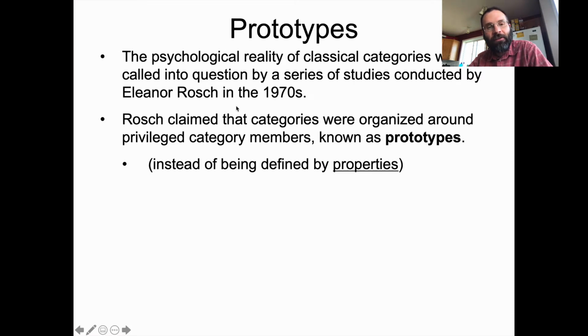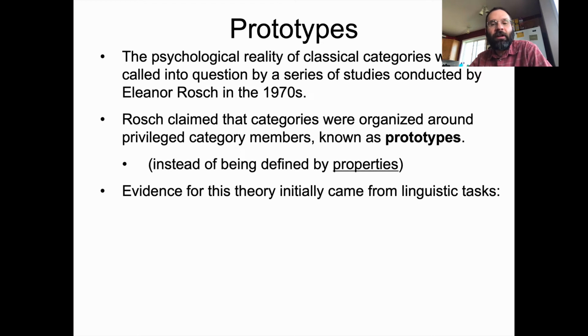And she found evidence that that's not the way, that in fact human beings will organize categories around what she called privileged category members known as prototypes, rather than defining categories by the properties of the elements in a group. There are specific privileged members of that group, which are prototypes, and then everything else is kind of defined by their similarity to those privileged members, rather than looking at specific properties that individual members of a category might have. And like I said, the evidence for this theory initially came from linguistic tasks, which is kind of cool. So I'll give you a couple of examples here.